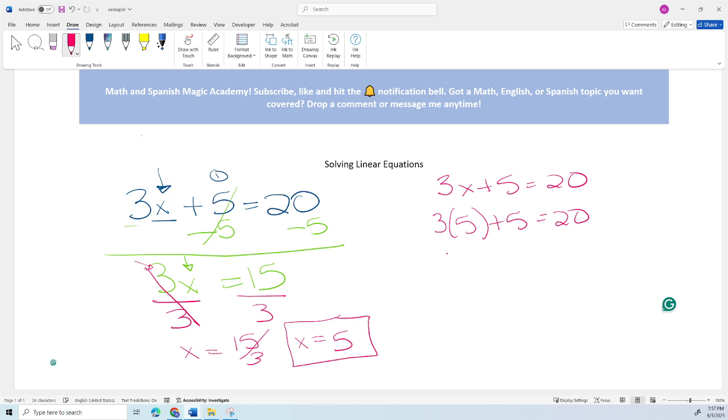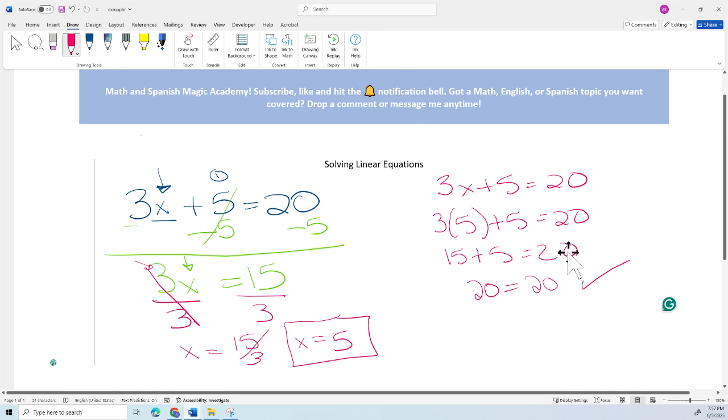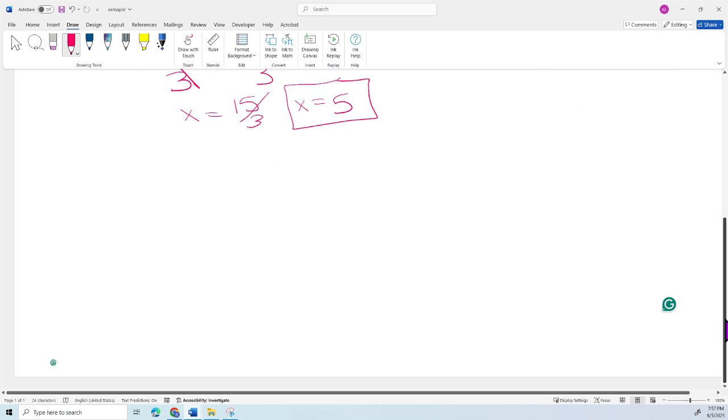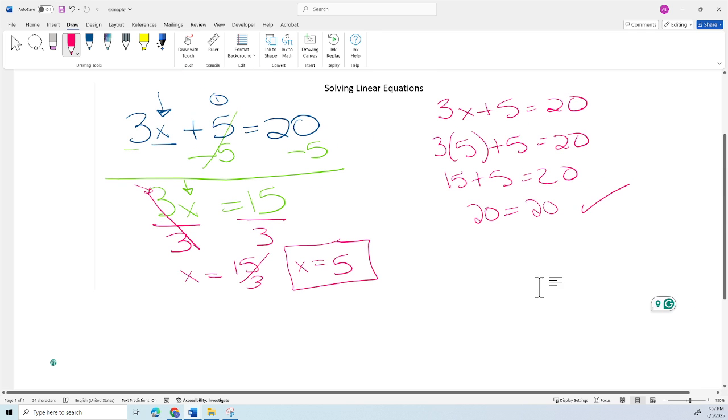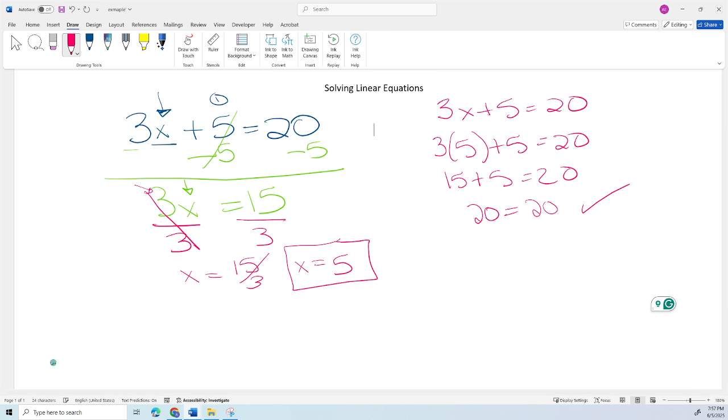So 3 times 5 is 15. 15 plus 5 equals 20. So we simplify, 15 plus 5 is 20. So 20 equals 20? Yes, that is correct. If it doesn't equal, like if you get 18 equals 20, that means something is wrong in your first process. So here we already solved our first example.